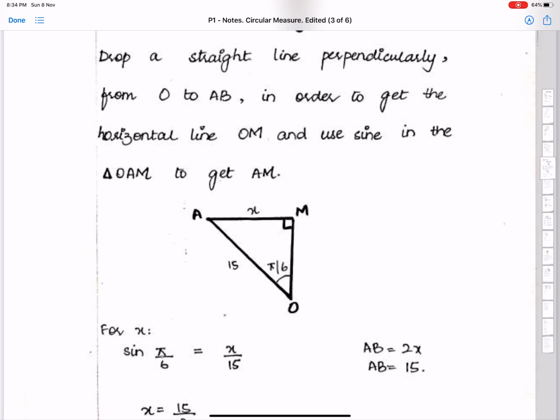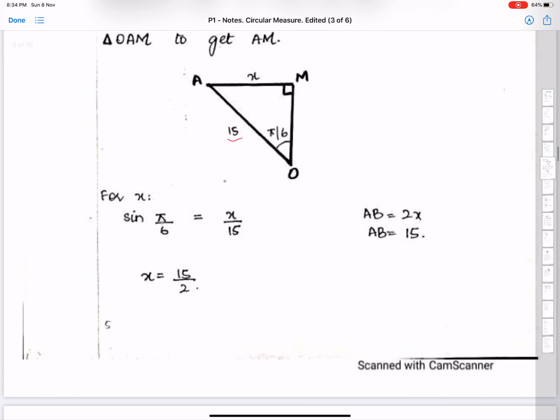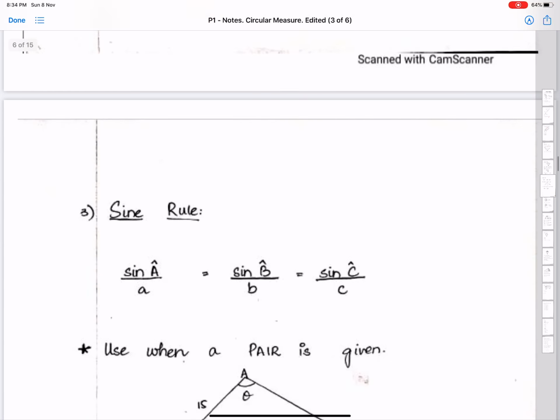So for AM, since AM is the opposite and we have the hypotenuse, we should use sine pi by 6. So this is the value of AM. When we multiply this with 2, you'll get AB, which is 15. This is an easier method than the cosine method.